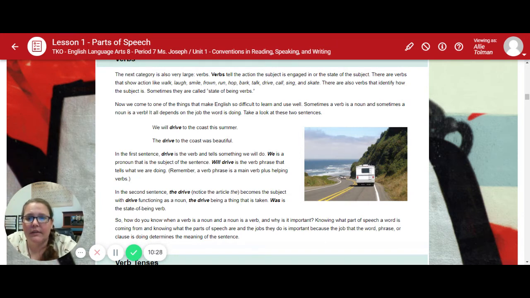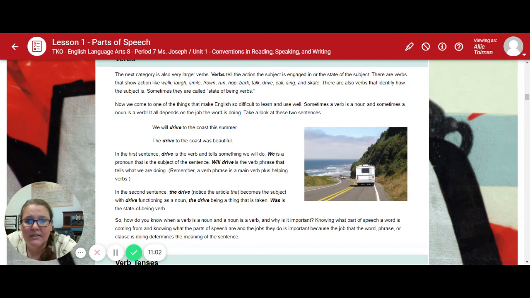Now we come to one of the things that make English so difficult to learn and use as well. Sometimes a verb is a noun, and sometimes a noun is a verb. It all depends on the job the word is doing. Take a look at these two sentences. We will drive to the coast this summer, and the drive to the coast was beautiful. In the first sentence, drive is a verb. It tells something we do. We is a pronoun that is the subject of the sentence.